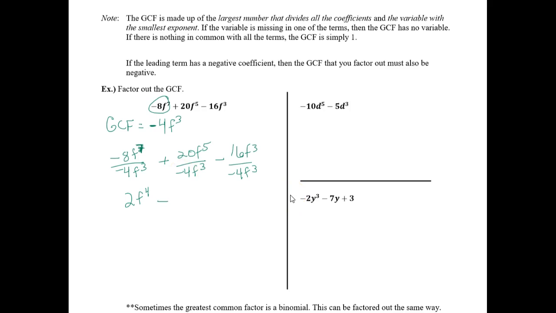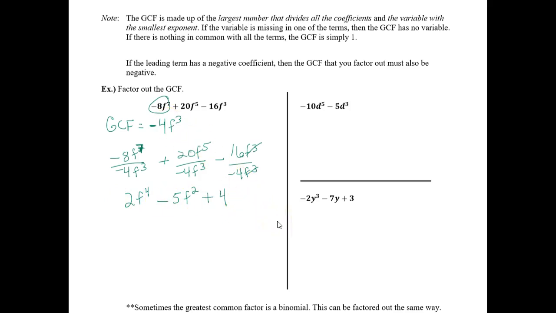20 divided by 4 is 5. F to the 5th divided by f cubed would be f squared, right? 5 minus 3. And then the last term, a negative divided by negative, is going to end up positive. And f cubed divided by f cubed is 1. 16 divided by 4 is 4. So again, this is not the final answer. This is what was left when I divided out the GCF.